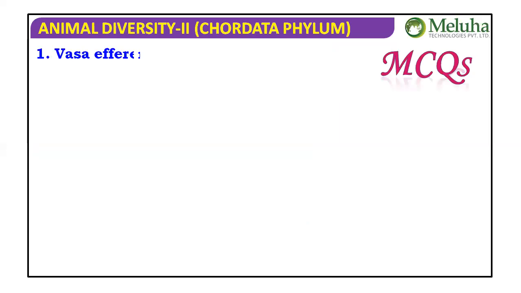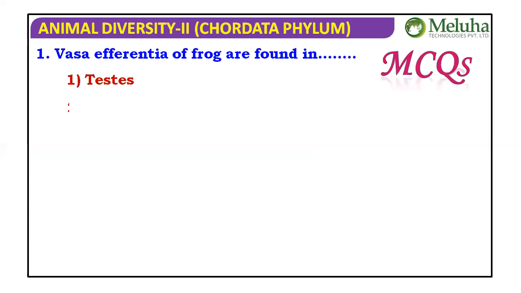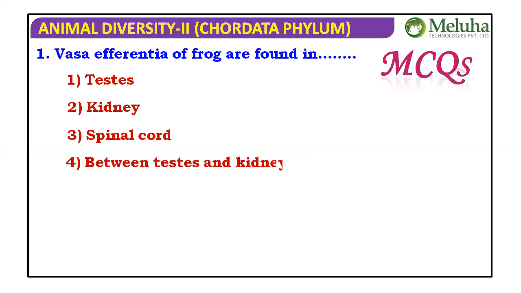Okay. Vasa efferentia of the frog are found in: testes, kidney, spinal cord, or between the testis and kidney. Answer: between the testis and kidney. Very good.